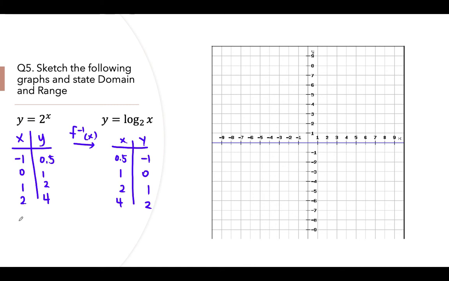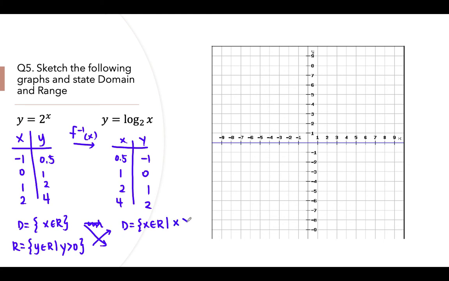Now domain for exponential, it's going to be x can be any real number. And for range, we'd said that y can be any real number such that y has to be greater than 0. Well, what does that mean? They're going to switch now. So domain is now x can be any real number such that x is greater than 0. And range is y can be any real number.